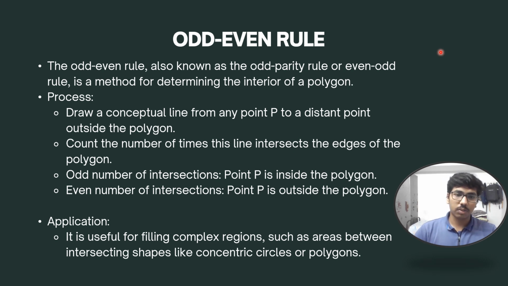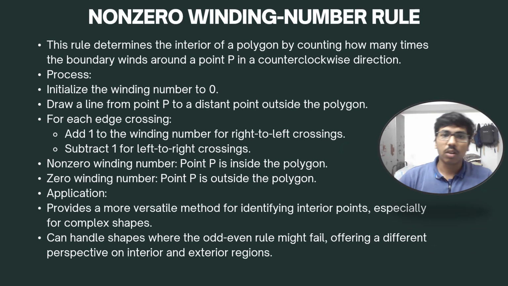The applications of this are useful for filling complex regions, such as the area between intersecting shapes like concentric circles or polygons. Now the non-zero winding number rule. This rule determines the interior of the polygon by counting how many times the boundary winds around the point P in a counterclockwise direction. So it's not the same as the odd-even rule, but it's kind of different.